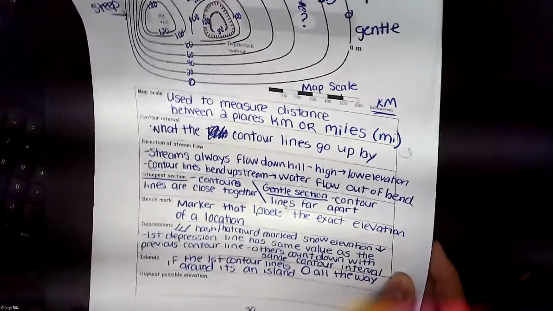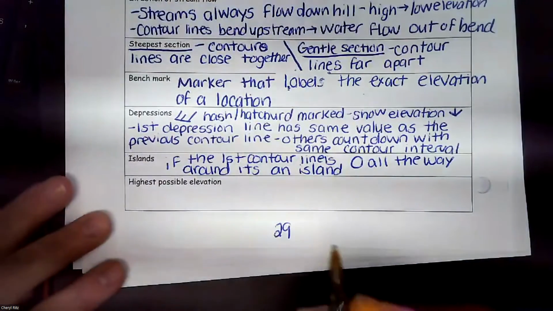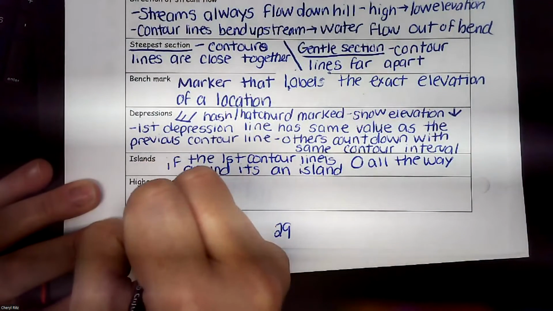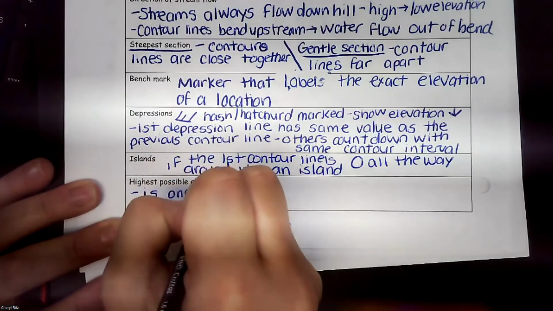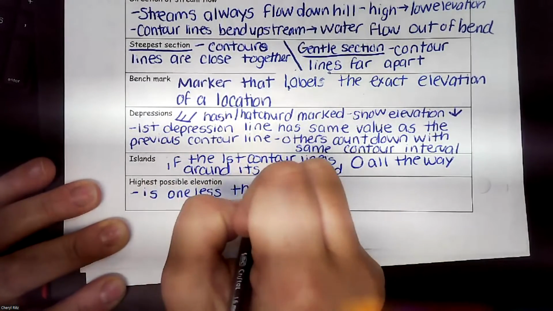Let's write that down. In fact, that's pretty much exactly what it is. And then we'll look at it again to make sure it makes sense. So the highest possible elevation is one less than what would have been.